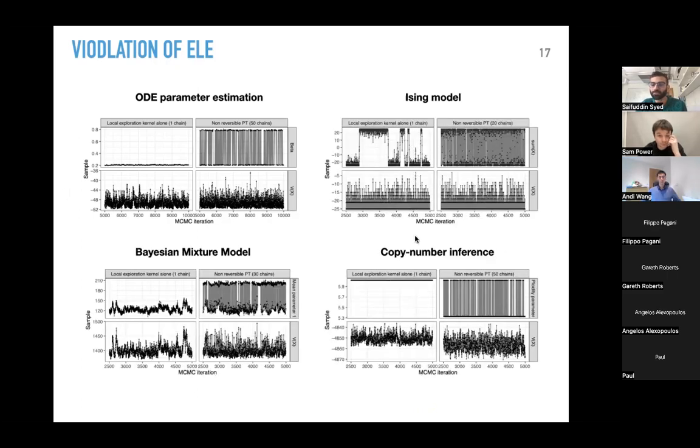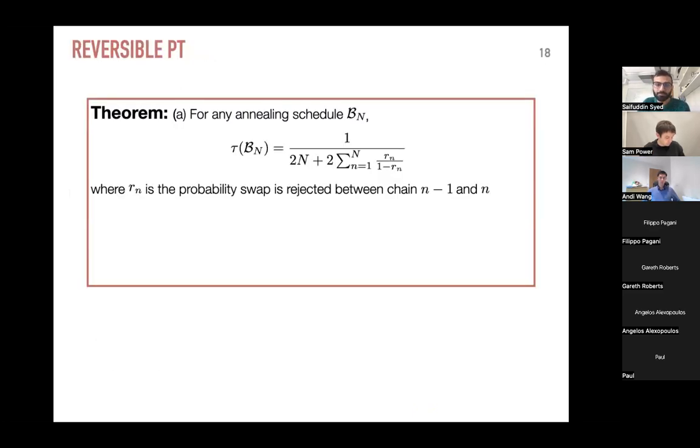And this is something we see over and over again. So even though the ELE assumption is not the most satisfying, it's still a very good model to isolate the effects of communication in practice. And again, we've seen the copy number inference problem where that actually is not always perfectly happening. But under these assumptions, we can actually now fully characterize the round trip rates.